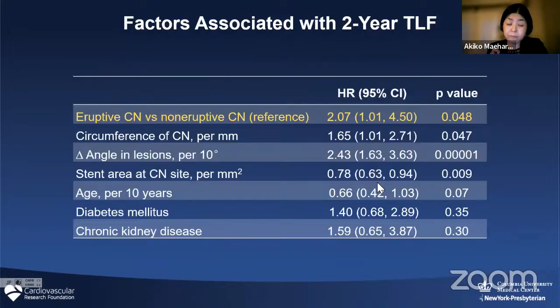And then we ask, what are the important morphological findings to associate with the long-term outcome? Eruptive compared to non-eruptive is associated with worse outcome. Also, how big the calcified nodule is is associated, and also the angulation, meaning how big the hinge motion at the site of the calcified nodule is, is associated with a poor outcome. However, good stent expansion is important, and good stent expansion is associated with a better outcome.